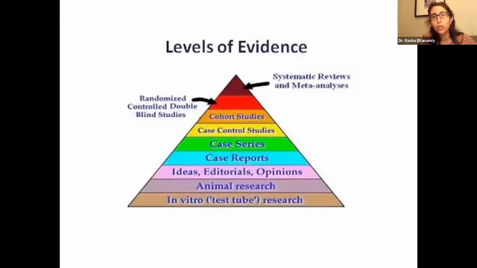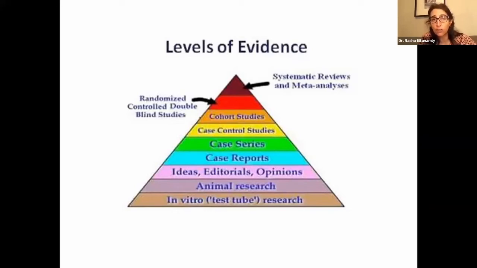And again, when we look at trials or evidence or literature, we look at the level of evidence and we try to extract our information from the research with the highest level of evidence, that is systematic review, meta-analysis, followed by randomized control, double-blinded studies, and we go down the pyramid of evidence till the very bottom of the pyramid, which is animal research and in vitro research.